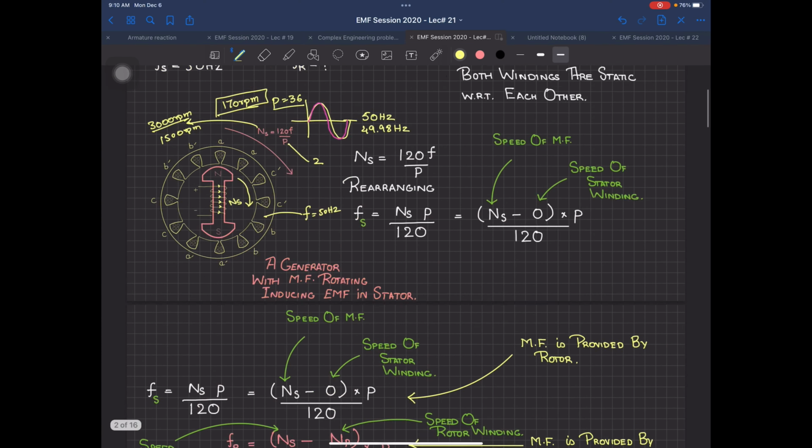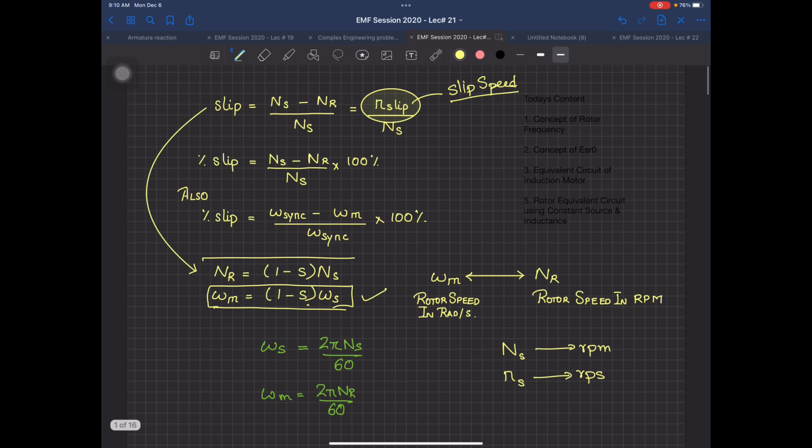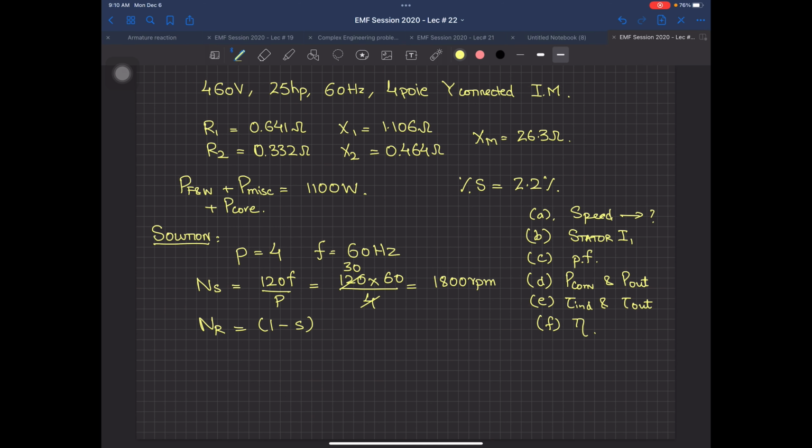Let me again show that to you. That's why I wrote it down. This is the same formula over here for NR. And if speed is asked in radians per second, you can also do that. I am only asked the speed, so I can just assume that this is 1 over 1 minus S into NS. So this will be 1 minus, what is S?